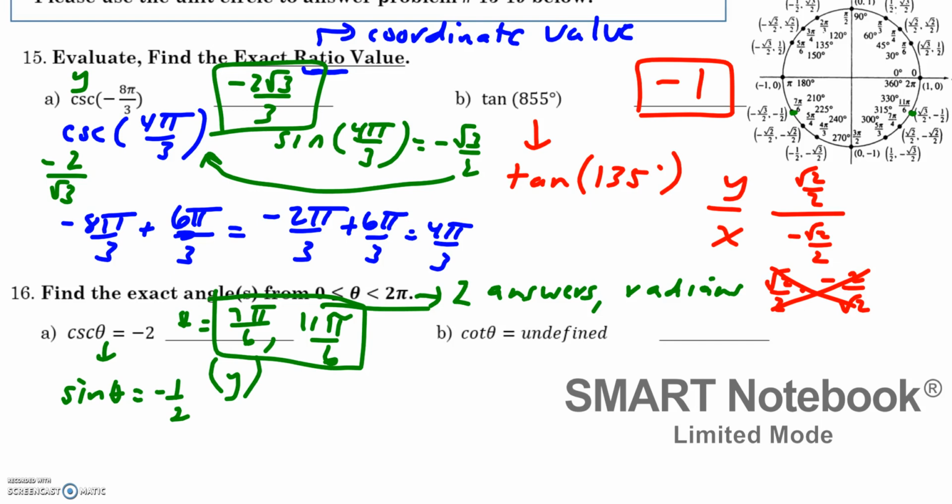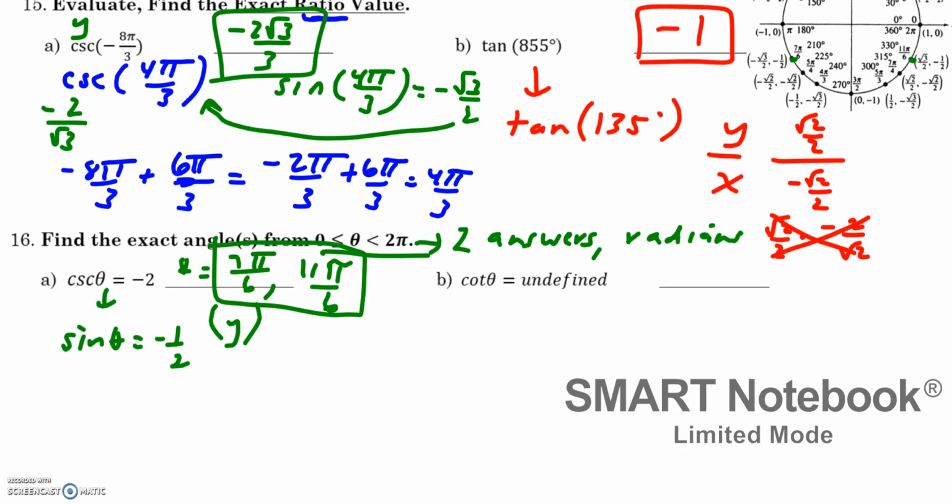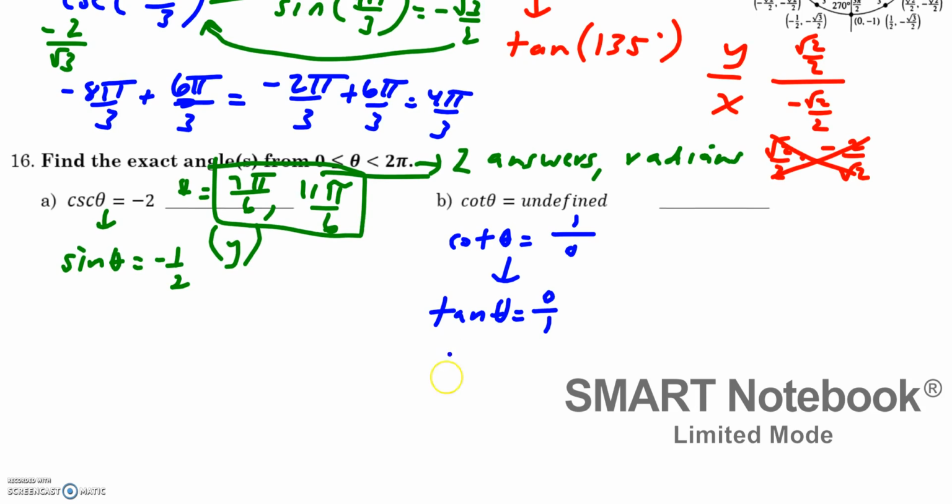Part B is another equation. If it tells you that the cotangent is undefined, that's really telling you that cotangent of theta is something over 0. Let's put 1 as a placeholder. So what that really means, if I'm thinking reciprocals, is that tangent of theta is equal to 0 over 1, or in other words, where the tangent values are 0, or where y divided by x is really 0.